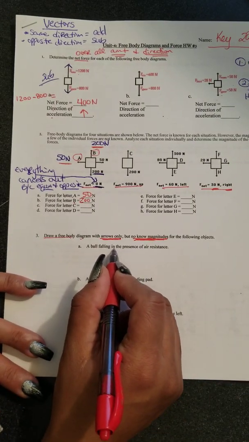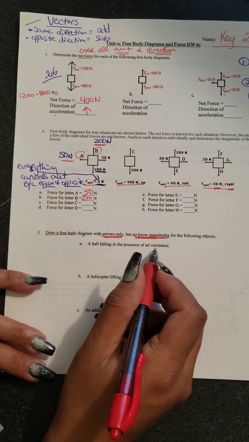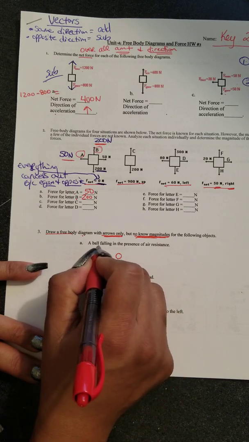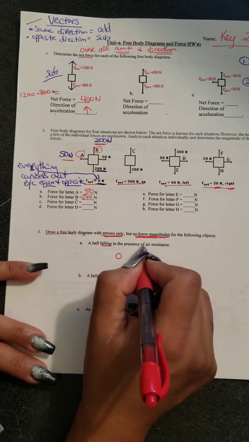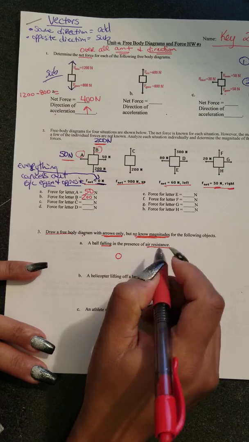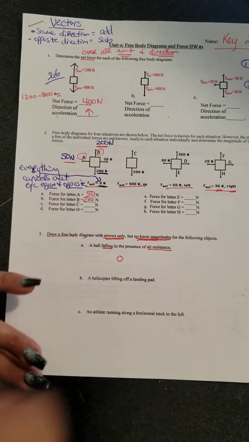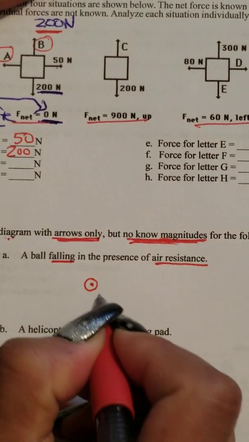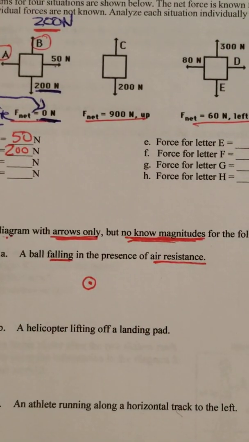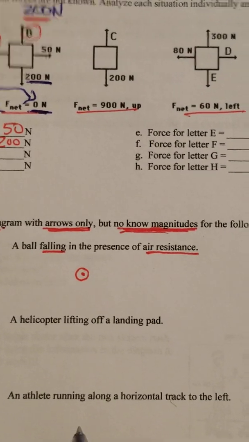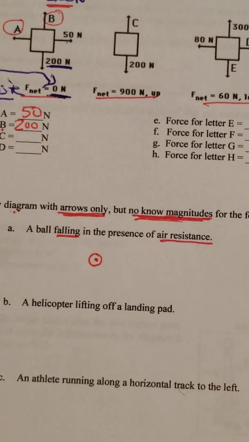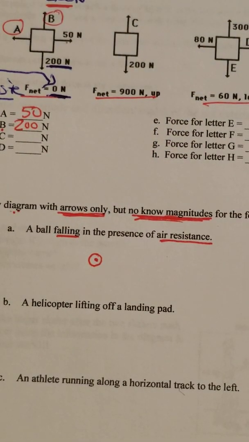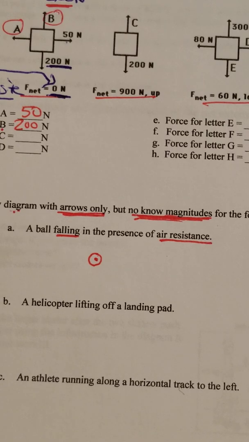A ball falling in the presence of air resistance. Well, I'm going to draw the ball. So it's falling, that's a keyword, in the presence of air resistance. So after you draw the object, the next thing that you do for free body diagrams is to draw a dot or a circle in the center. I guess I would say the next question would be to ask yourself, is this situation in equilibrium or not in equilibrium? Is it balanced or unbalanced?